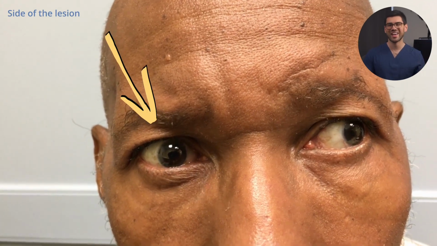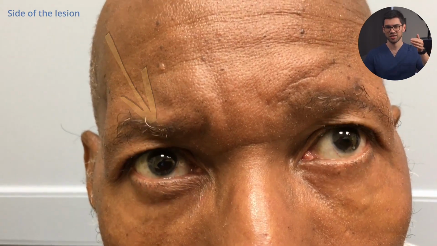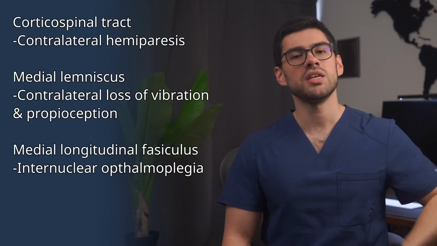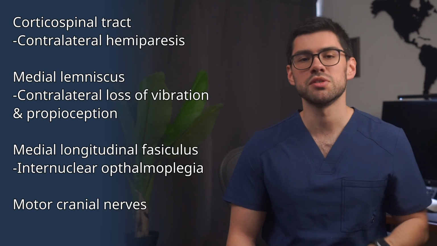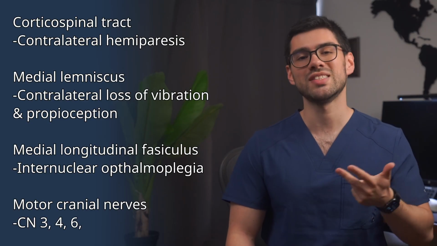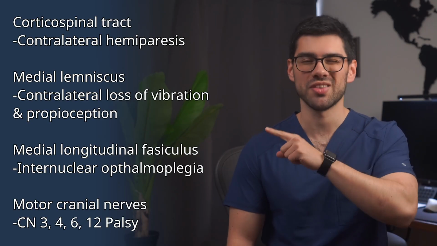Just in case you forgot, it looks like this. When the patient looks towards the side of the lesion, both eyes move fine. But if they look away towards the opposite side, the eye on the side of the lesion can't adduct properly. It gets stuck kinda halfway. And remember, this is an ipsilateral finding. The first 2 were contralateral. Finally, the motor nuclei of some cranial nerves, specifically cranial nerves 3, 4, 6, and 12. I'll show you a great way to remember this in just a minute.